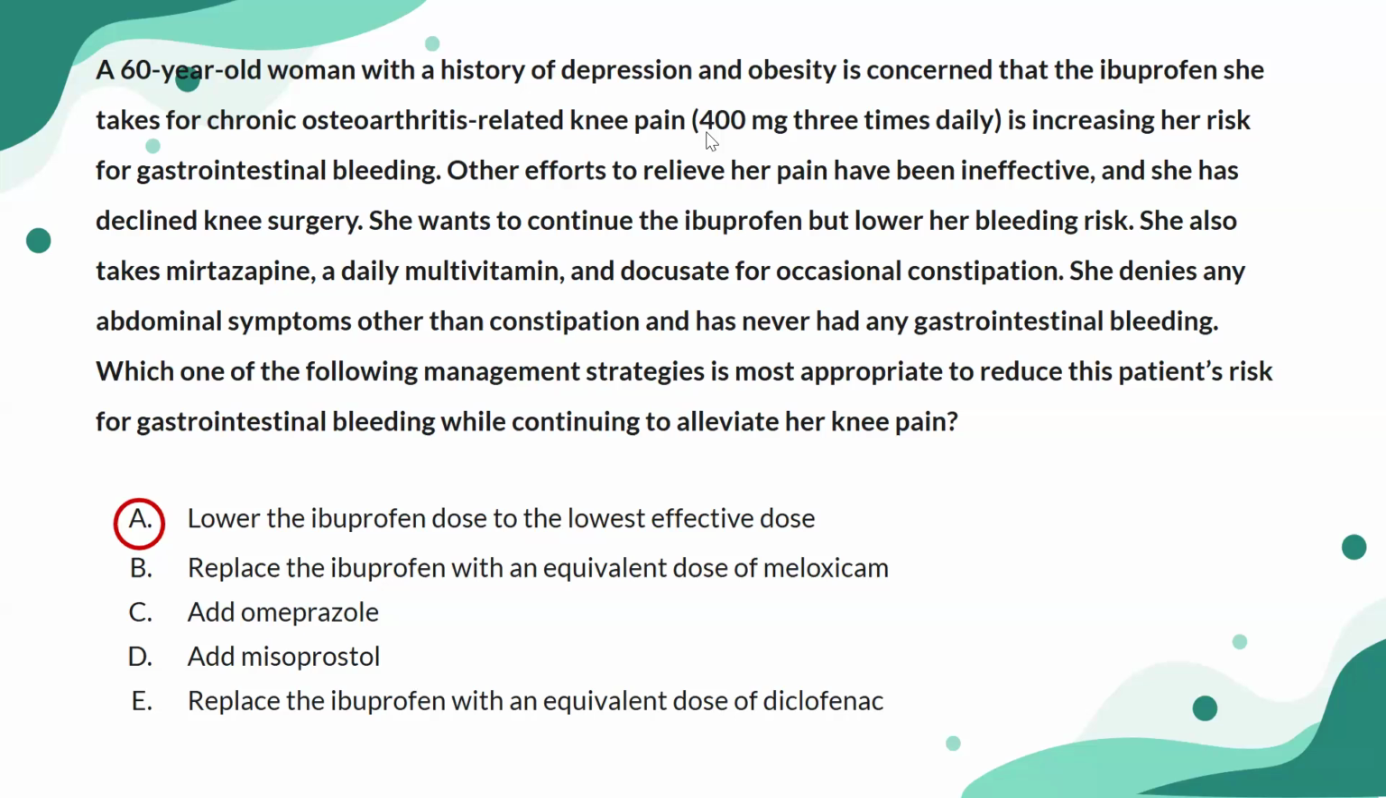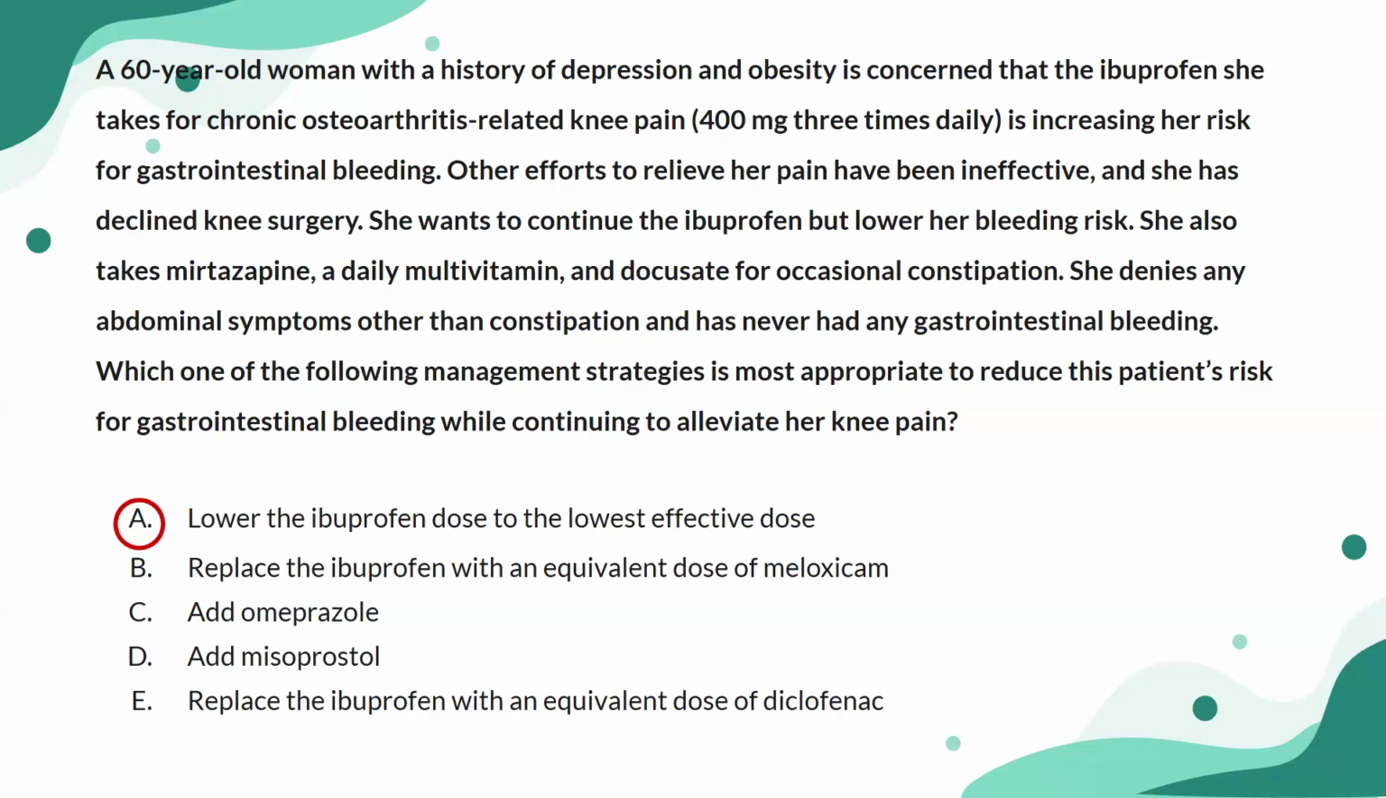Omeprazole and misoprostol are definitely going to give you a certain amount of protection, but if the NSAID dose remains the same, it's not the most effective thing to do. So lowering the dose is the most effective thing to do. So yeah, that's why A is the answer.